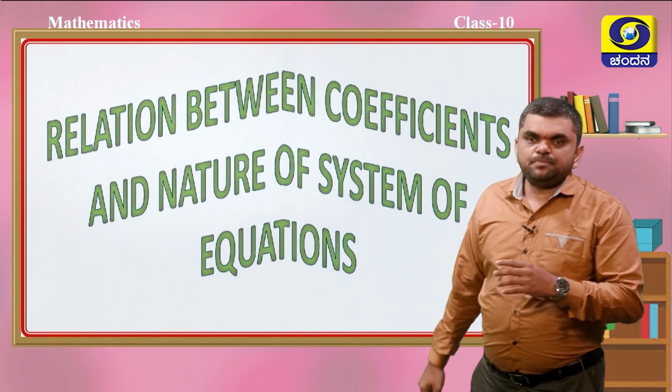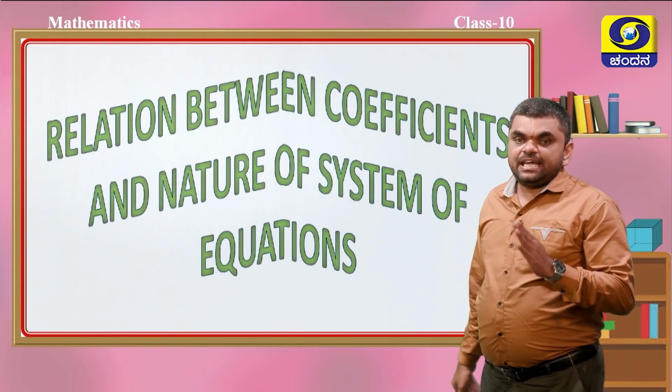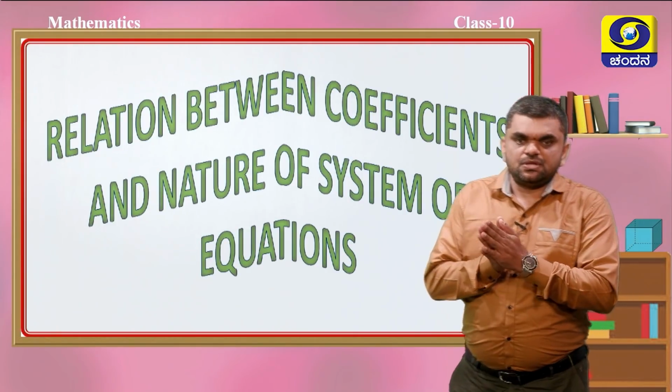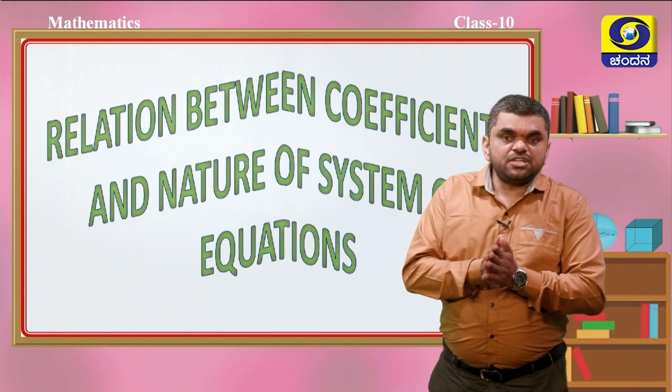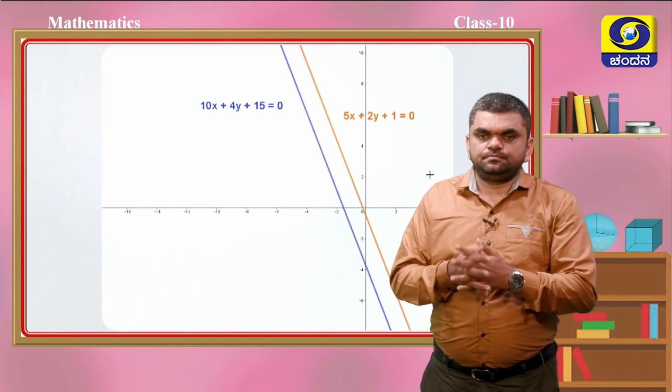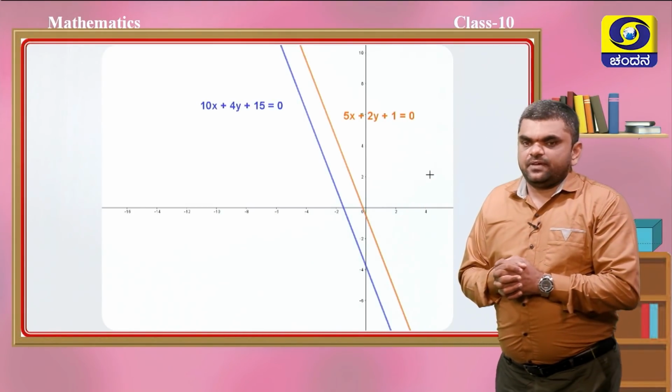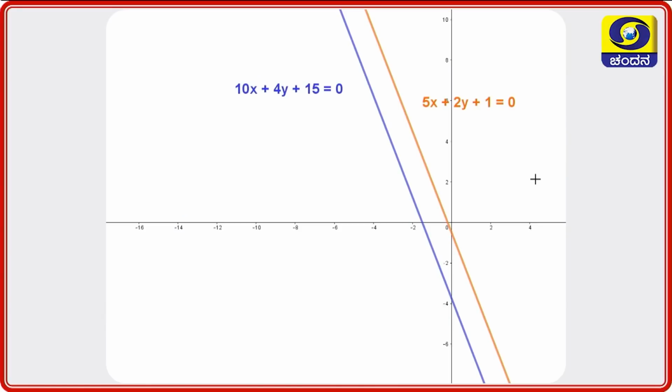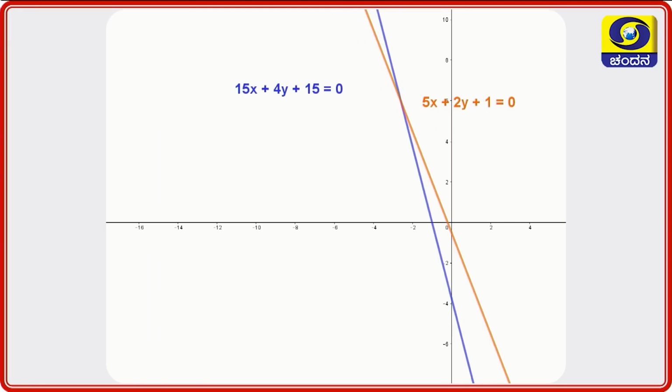Let us see the relationship between coefficients and nature of system of equations. What is the relation between coefficients and these equations? Children, observe this video. Here the equation of one line, the blue line, is 10x + 4y + 15 = 0, whereas the red line is 5x + 2y + 1 = 0. Observe the coefficients here, children.